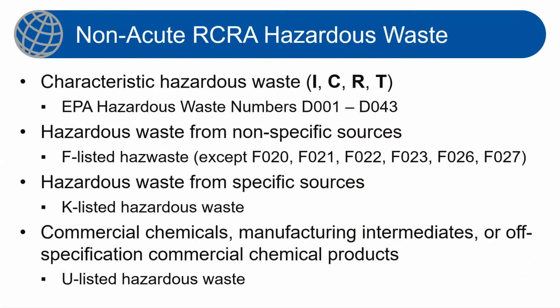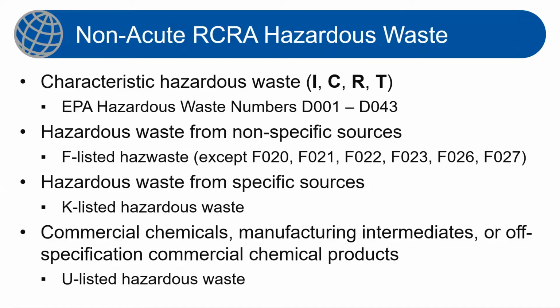Now, all RCRA characteristic waste will be assigned an EPA hazardous waste number D001 through D043. So if you have any waste that has been assigned one or more of those hazardous waste numbers that begin with a D, that indicates that that waste is a RCRA characteristic hazardous waste. And again, those RCRA characteristic wastes are non-acute hazardous waste.